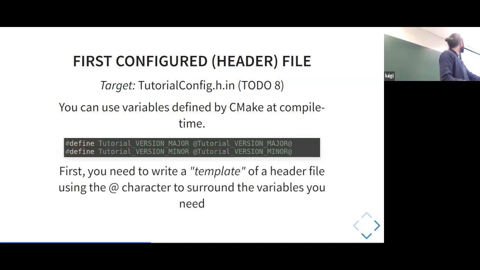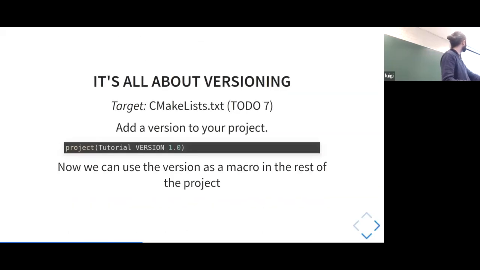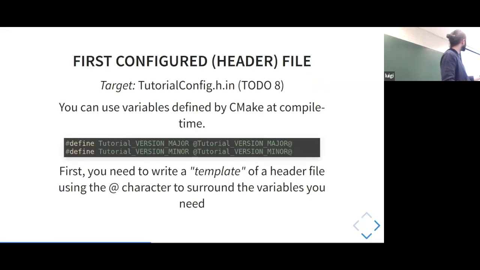Okay, and in that file, I have 2 lines. This is C++ code, by the way. So #define TUTORIAL_VERSION_MAJOR, and then between the 2 at signs, this is not C++ code. This is a placeholder that will be used by CMake to be replaced by the actual version. So TUTORIAL_VERSION_MAJOR here will be 1, because there's a first number, and the second line, TUTORIAL_VERSION_MINOR, will be 0.